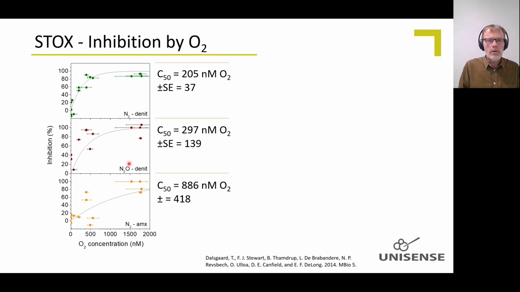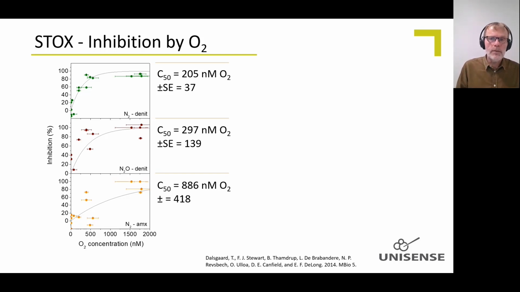The nitrous oxide production by denitrification was less affected by oxygen. The data was not nearly as nice though, but about 300 nanomolar of oxygen. And N2 production by NMOX, not so nice data, but the fit gave us about 900 nanomolar of oxygen required to inhibit the process 50%.